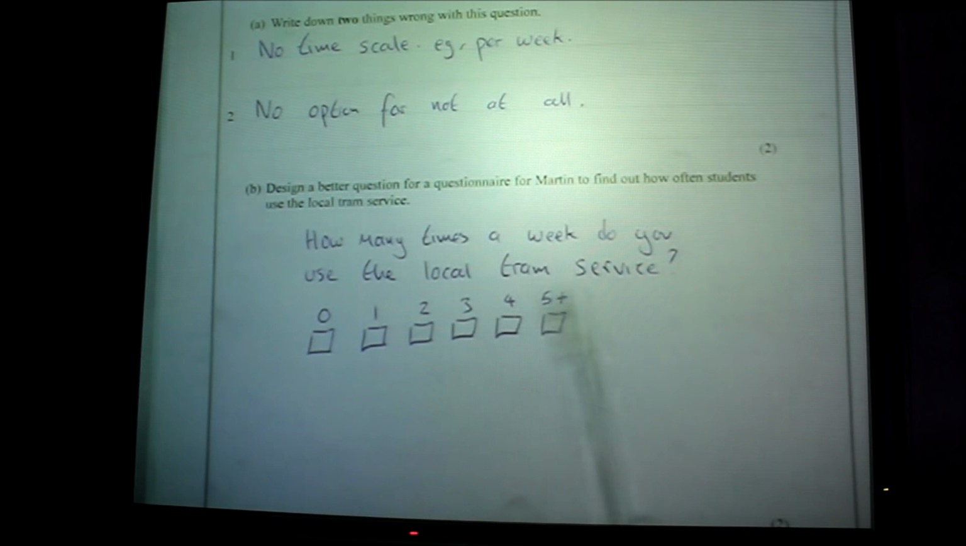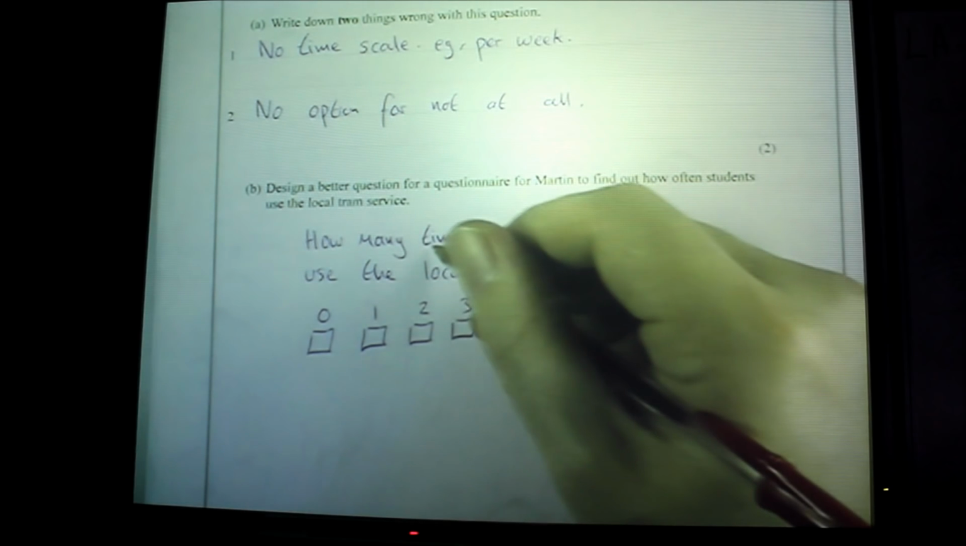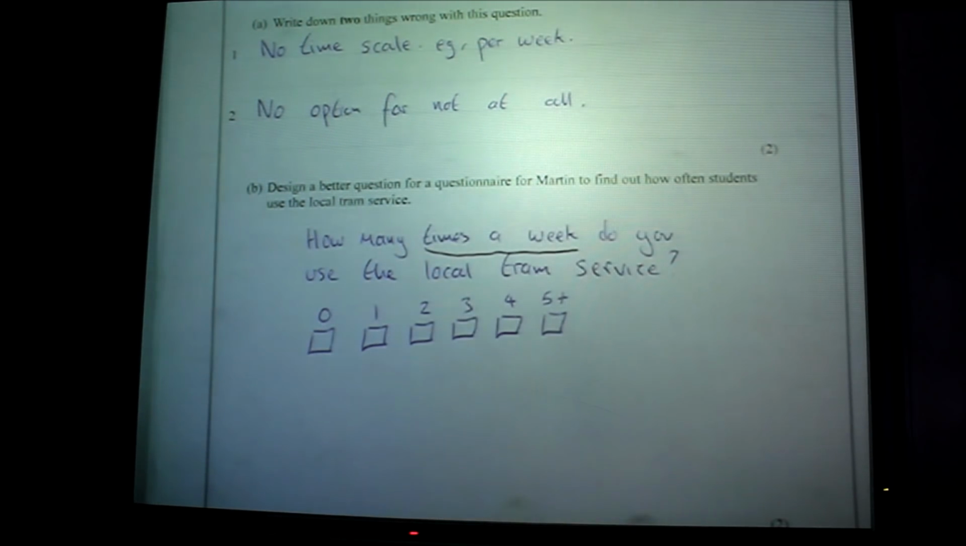How many times do you use the local tram service? Oh, how many times a week? Oh, crumbs. There you go, that's the key bit there. And I've given plenty of option boxes there. They don't overlap. There's an option for none. If someone did use it 100 times, there's an option for them as well, because it's a 5+.